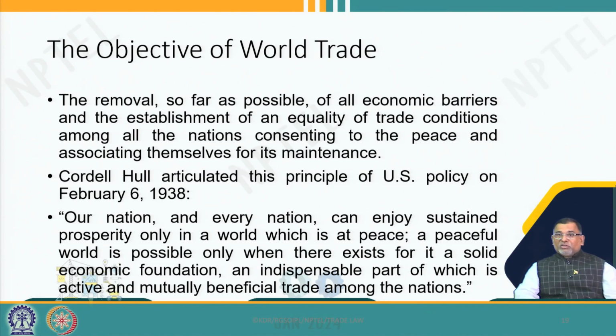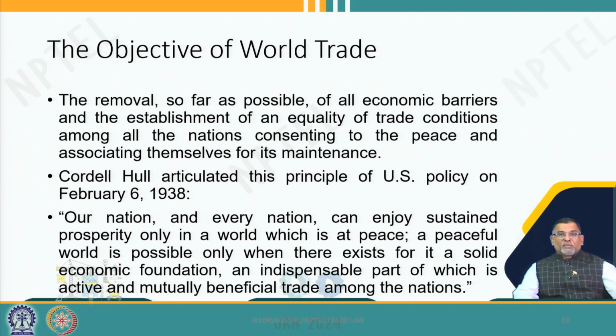He said, I quote, "Our nation and every nation can enjoy sustained prosperity only in a world which is at peace. A peaceful world is possible only when there exists for it a solid economic foundation, an indispensable part of which is active and mutually beneficial trade among the nations." I unquote. So, he very clearly stated the relationship between peace and trade, because his statement is on the background of economic crisis and the two wars, the First World War and the Second World War. The US position was very clearly stated.